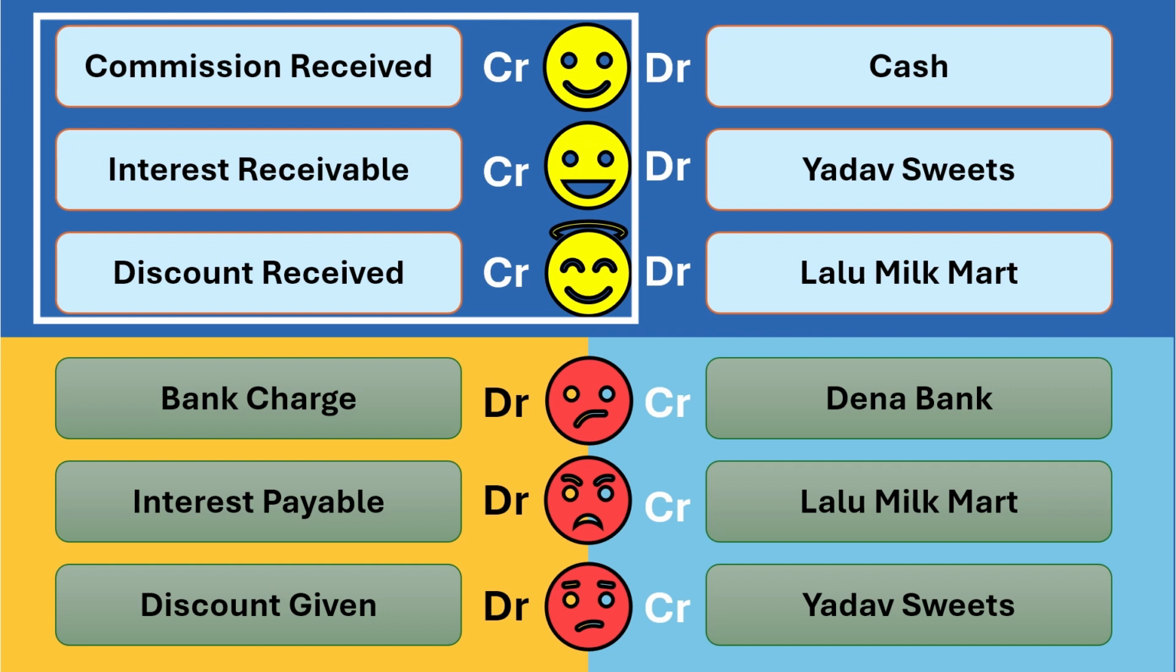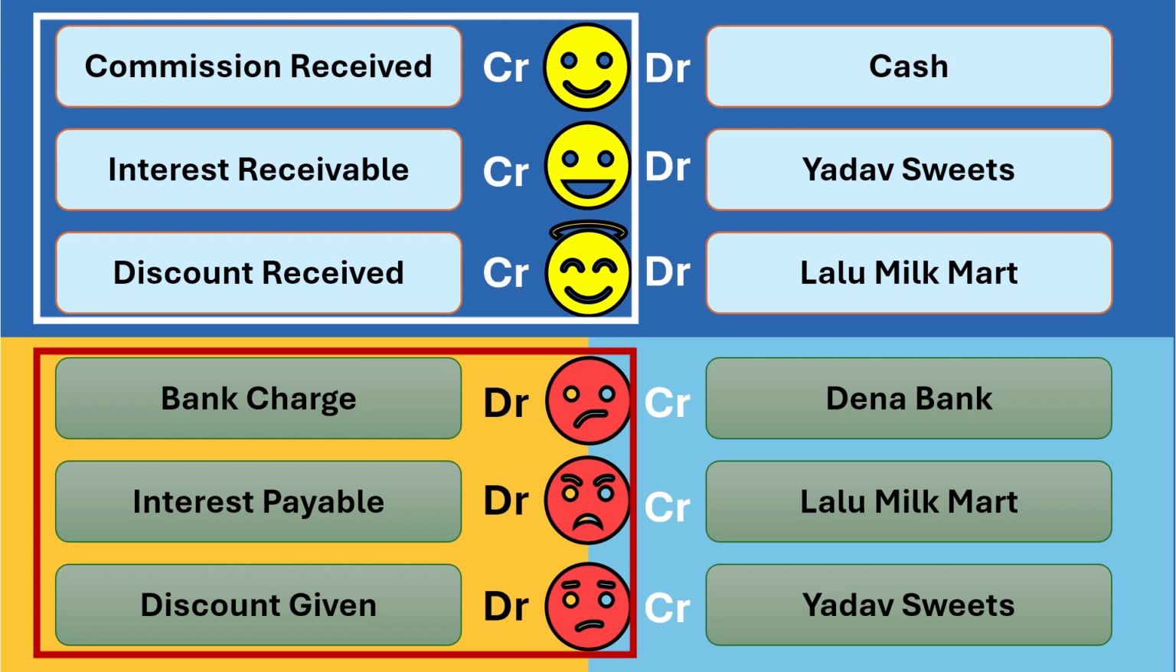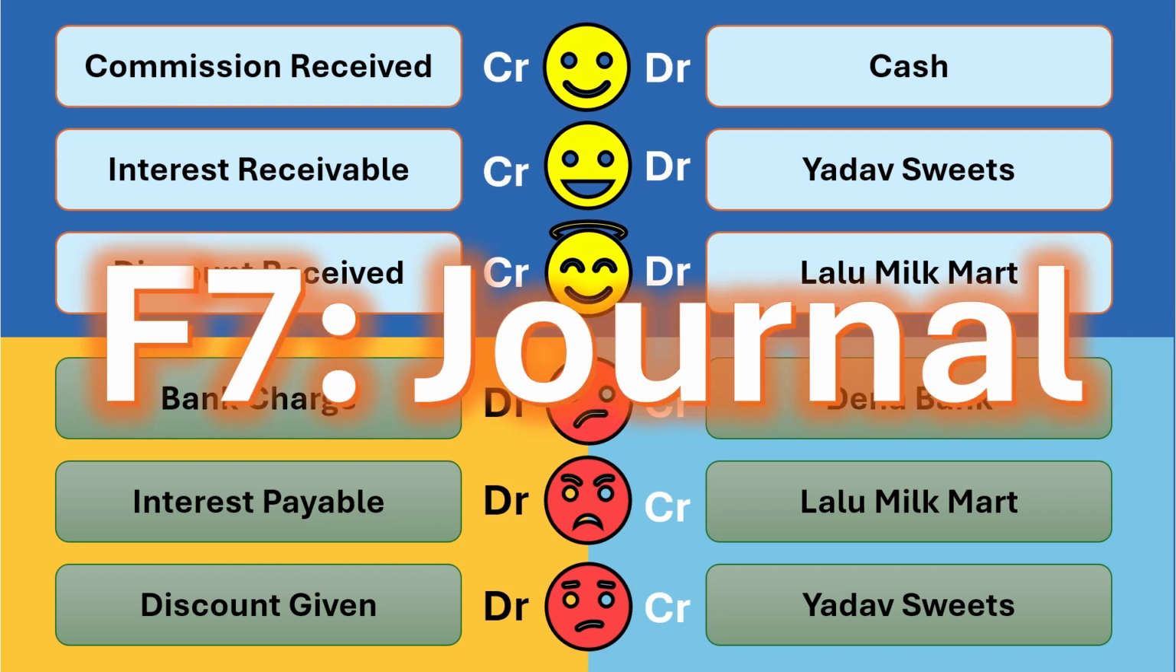Commission received, interest receivable, and discount received are incomes. According to the golden rule for nominal accounts, income accounts are credited. Bank charges, interest payable, and discount given are expenses, so they are debited. All such adjustment entries will be posted in Tally Prime using the journal voucher type.